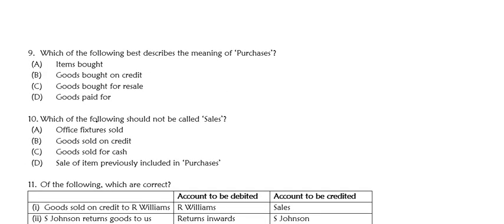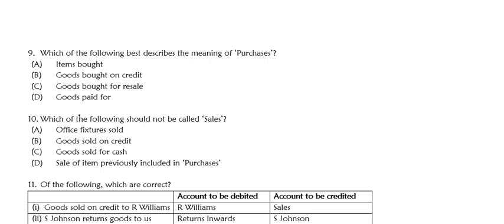Which of the following best describes the meaning of a purchase? What are purchases? When we look at purchases in a business, we can look at them as those goods or services that are being bought for purposes of resale. So, which of the following best describes the meaning of purchases?